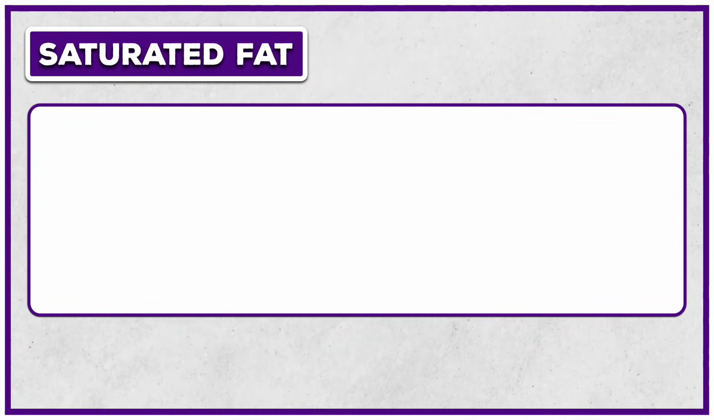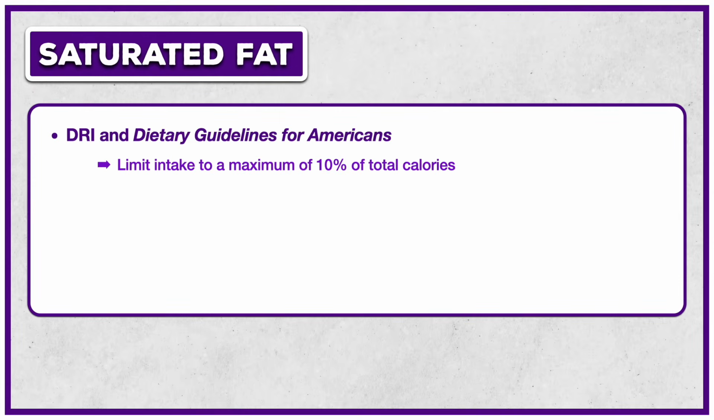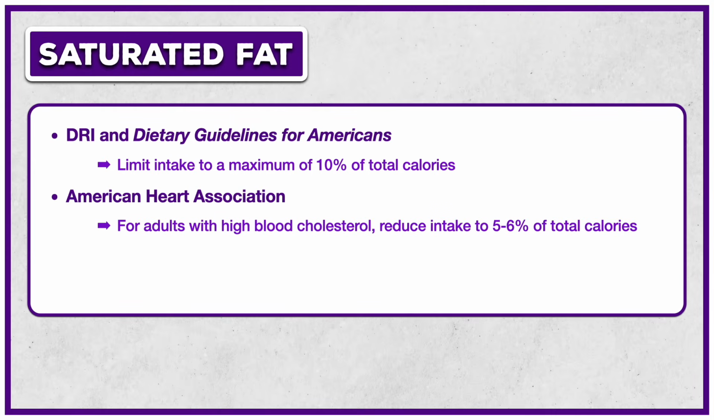The next set of nutrition recommendations for fat is for saturated fat, which we have seen is the fat found in butter, animal protein, and milk. According to the DRI and the Dietary Guidelines for Americans, we should limit intake to a maximum of 10% of total calories. The American Heart Association has also published a recommendation. For adults with high blood cholesterol, bring that down to 5 to 6%.